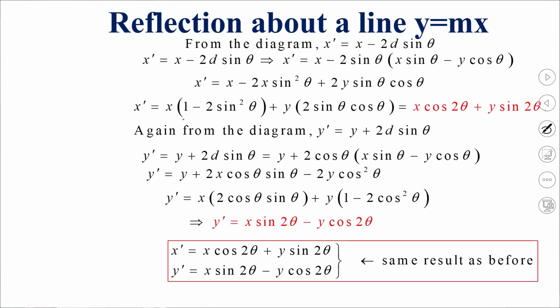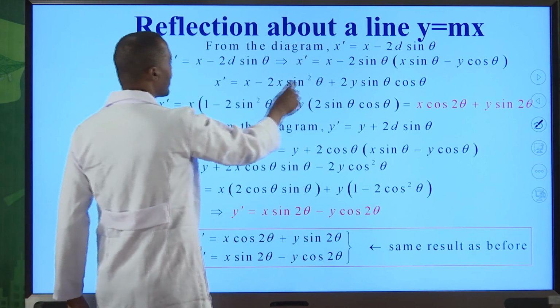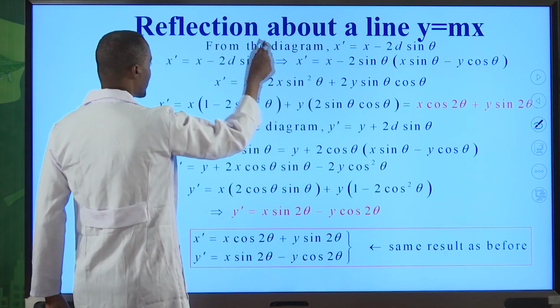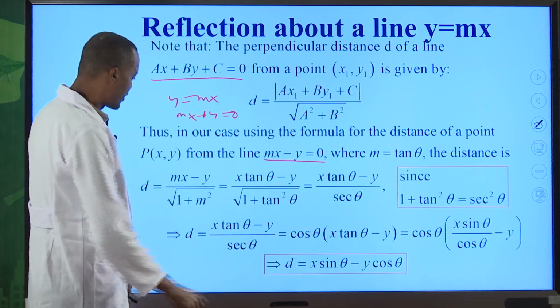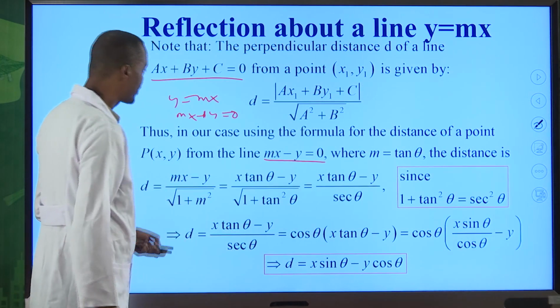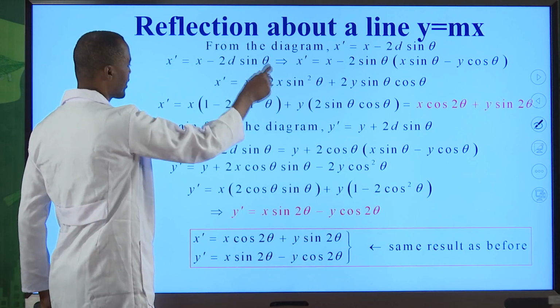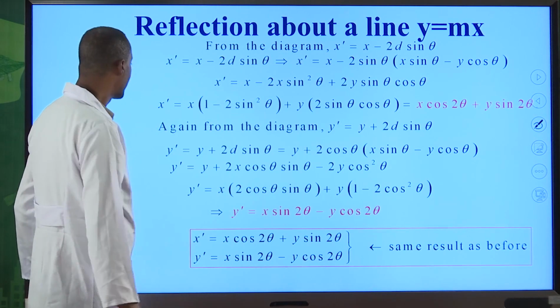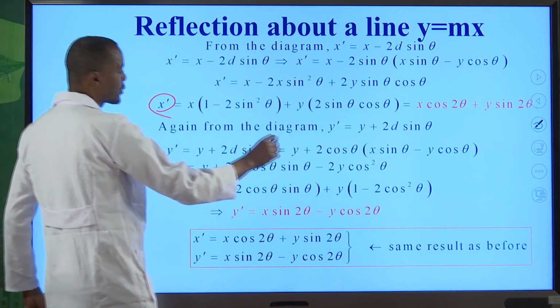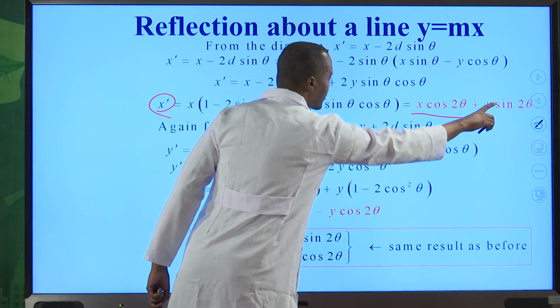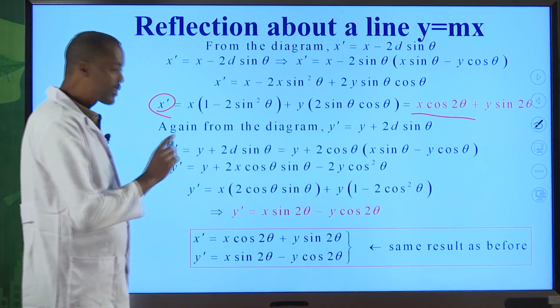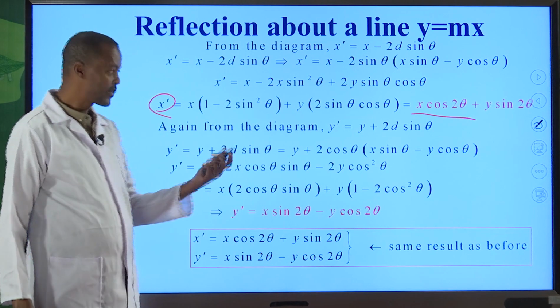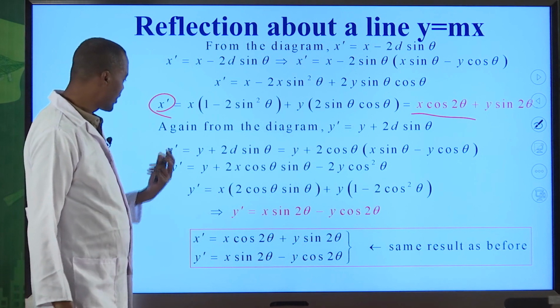It turns out that after plugging in those values and simplifying, from the diagram, we can directly write x prime is x minus 2d sine of theta. And we have already got a formula for d, and by substituting that back into the d here, and by simplifying, you will get x prime is equal to x cosine of 2 theta plus y sine of 2 theta, which is exactly the same formula as I have derived previously.